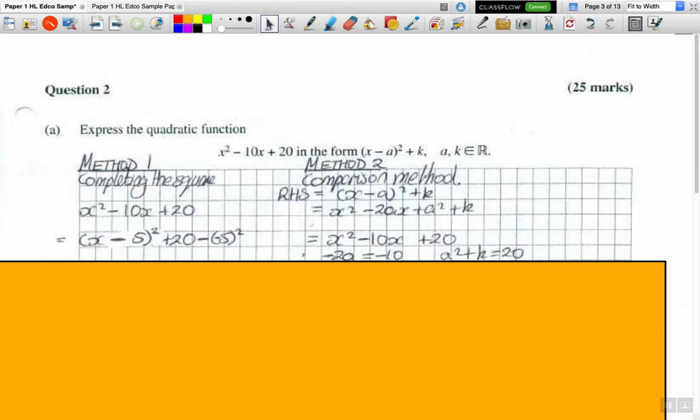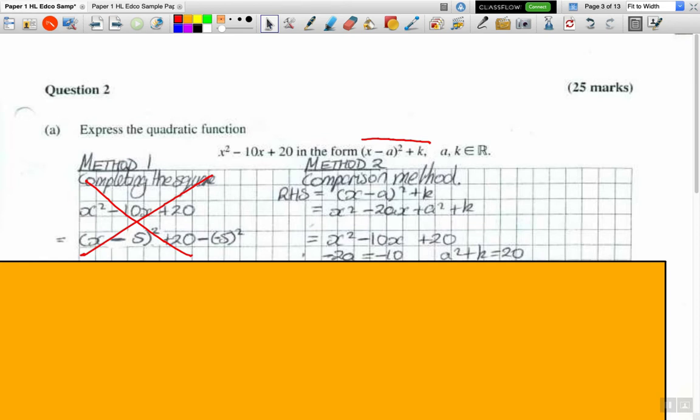The completing the square method is not one that I actually favour anymore. To be totally honest with you, I don't favour that anymore, because it involves learning something off by heart, as indeed does method 2, but it's more prone to error. In recent years they've actually given you the formula, so all you've got to do is expand it and compare. That makes it somewhat easier.